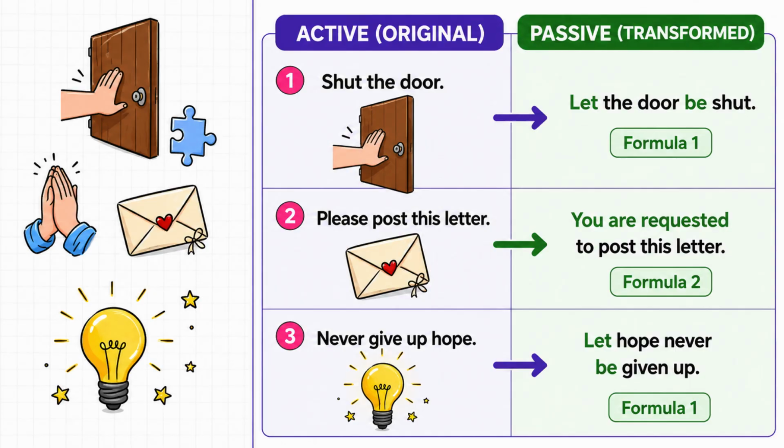Let's see how this actually looks in practice. Let's read through these examples together. If a sentence commands shut the door, I apply my first formula. Let the door be shut. If I see the word please, like in please post this letter, I immediately use the second formula. You are requested to post this letter. And for a strong piece of advice like never give up hope, I just go right back to my let formula. Let hope never be given up.